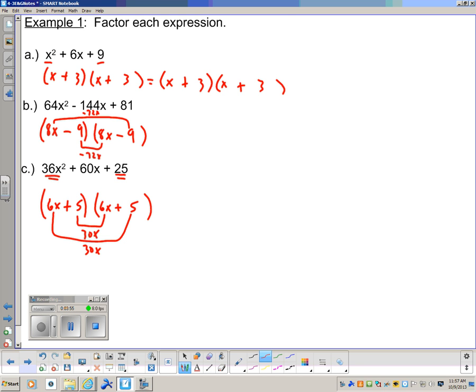So these are special cases. This doesn't always work, so don't do this every single time. It only works if you can take the square root of that first term and the square root of the last term, and then the inners and the outers there add up to give you the middle term, that you've done it correctly.